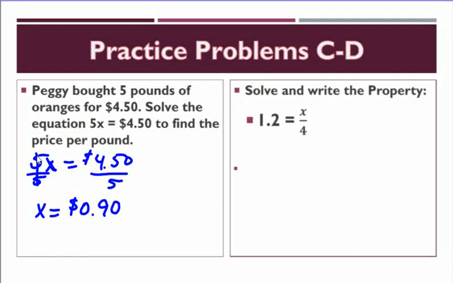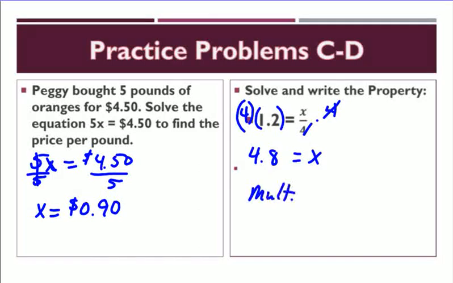And the last one here, solve and write the property. So I have 1.2 equals x divided by 4. The opposite of dividing by 4 is multiplying by 4. So I'm going to multiply by 4 on both sides. And 4 times 1.2 equals 4.8. And since I multiplied both sides, this will be the multiplication property of equality.